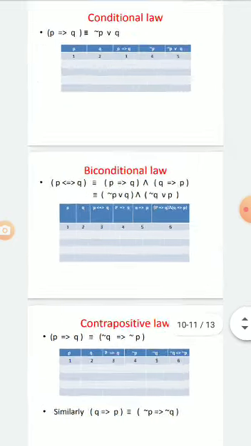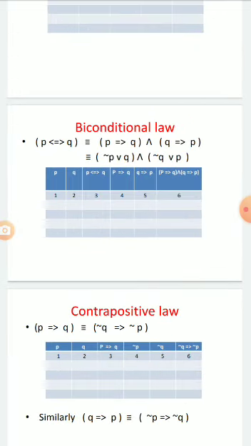Then we have the biconditional law. A biconditional statement is the conjunction of two conditional statements: P implies Q and Q implies P. This can be easily verified, and further every bracket can be simplified. P implies Q is negation of P or Q, and in the second bracket we have Q implies P, which is negation of Q or P. This can be verified.